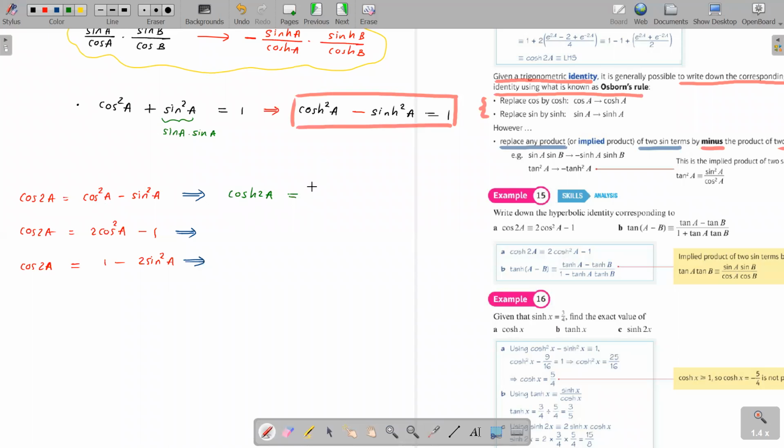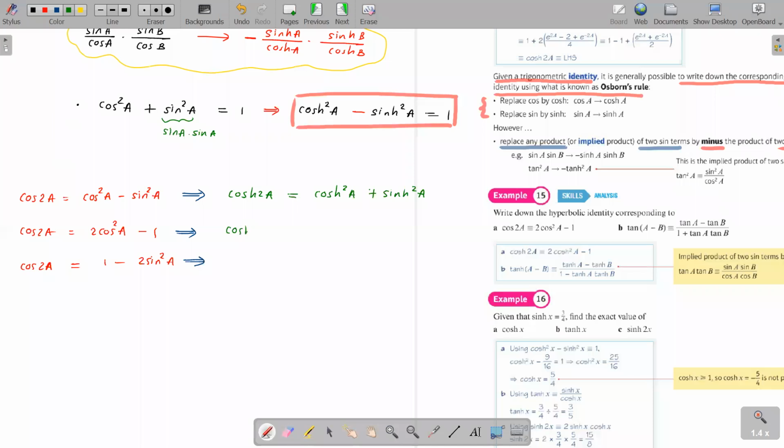So you know there's no problem here. That's immediately going to be cosh squared A. And over here, guys, you have a product of sine. If you have a product of sine, when you convert to hyperbolic, it's going to generate a negative sign. And that negative sign with the other negative sign in front together is going to give you a positive sinh squared A. All right, guys, can you see? So this is the equation for cosh 2A.